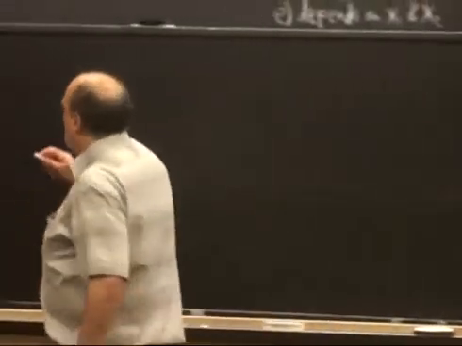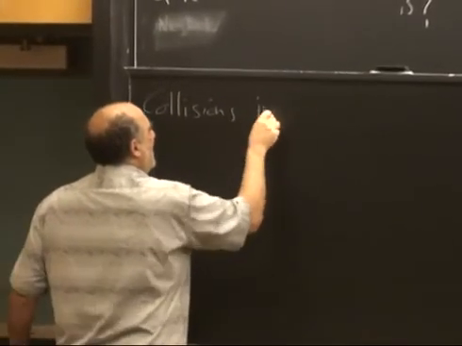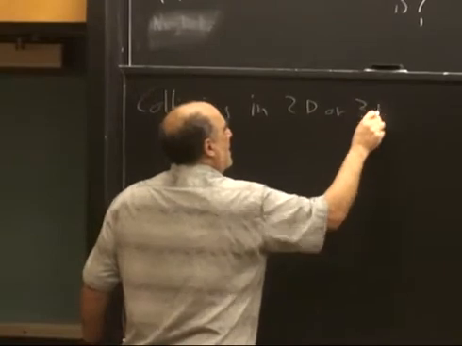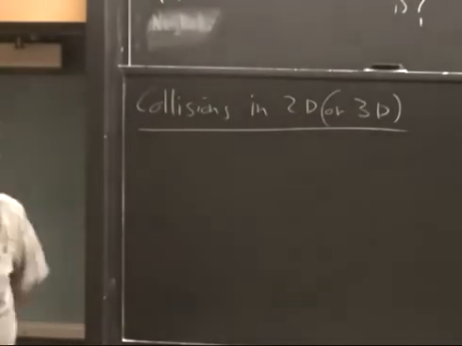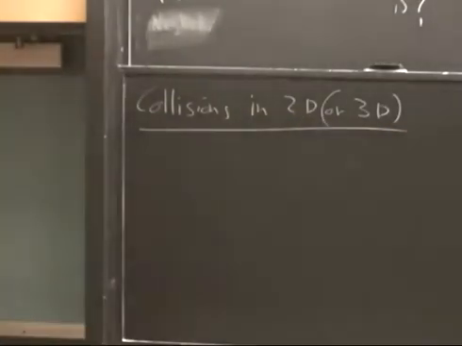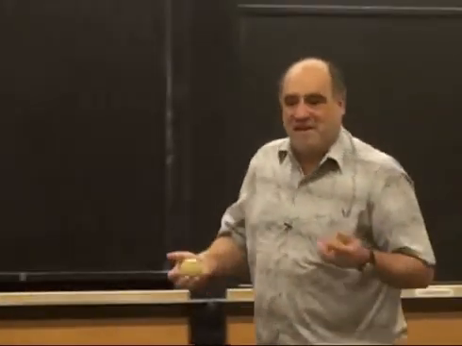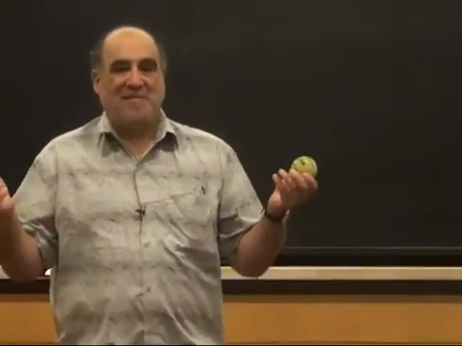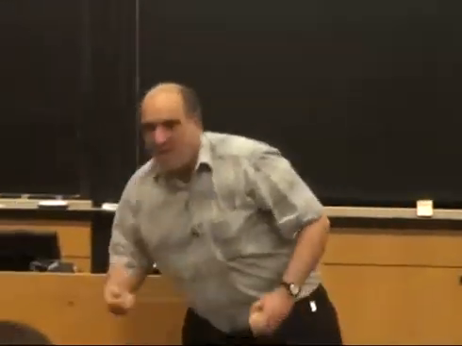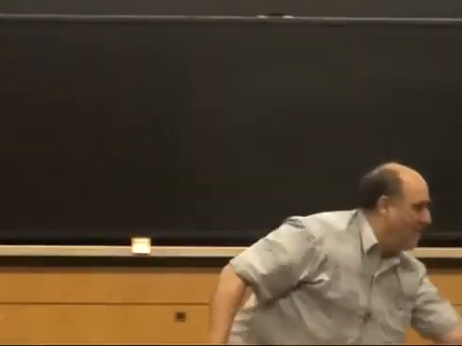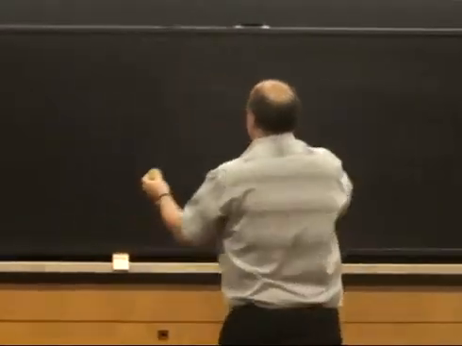So what we're going to talk about now is collisions in 2D or 3D. I'm only going to talk about them in 2D, but nothing is really different in 3D. So the basic problem we want to deal with is what happens when two things collide in space. And at this point, all we can deal with is balls. So you can think of balls flying through space and banging into each other. Or you can think of billiard balls on a table.